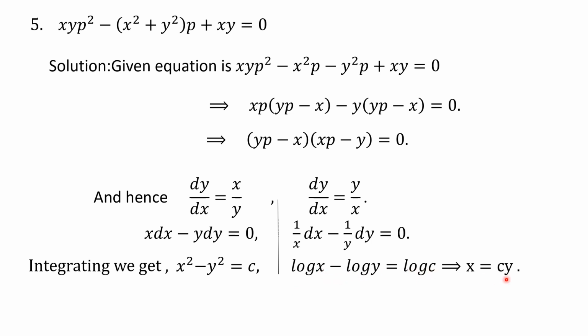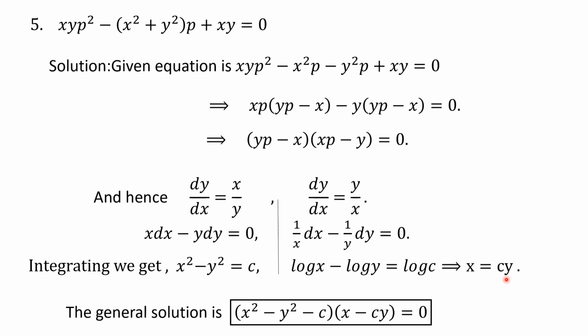So hence the general solution is now the product of these two: x square minus y square minus c into x minus cy equal to 0. So we take the next problem.